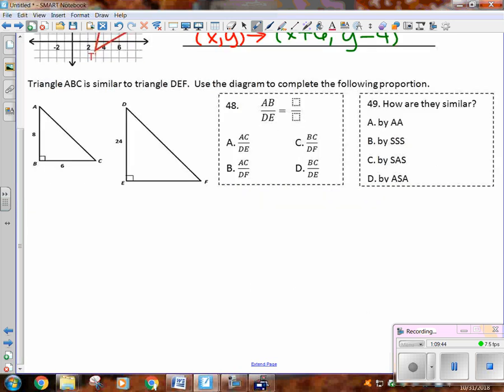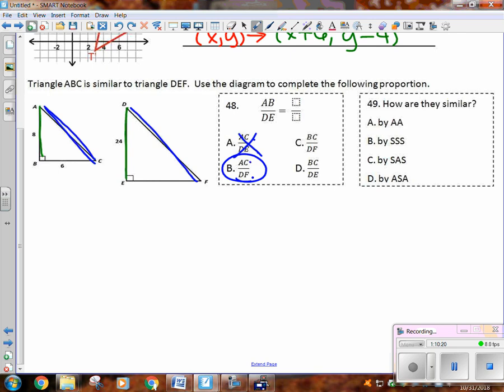Triangles A, B, and C are similar to D, E, and F. Use the diagram to complete the following. So AB to DE. Okay, those two. Which ones match? So let's just see. AC to DE. AC to DE. Nope. That one doesn't work. Okay. AC to DF. Okay, AC, DF. I think that's it. Because it does match.